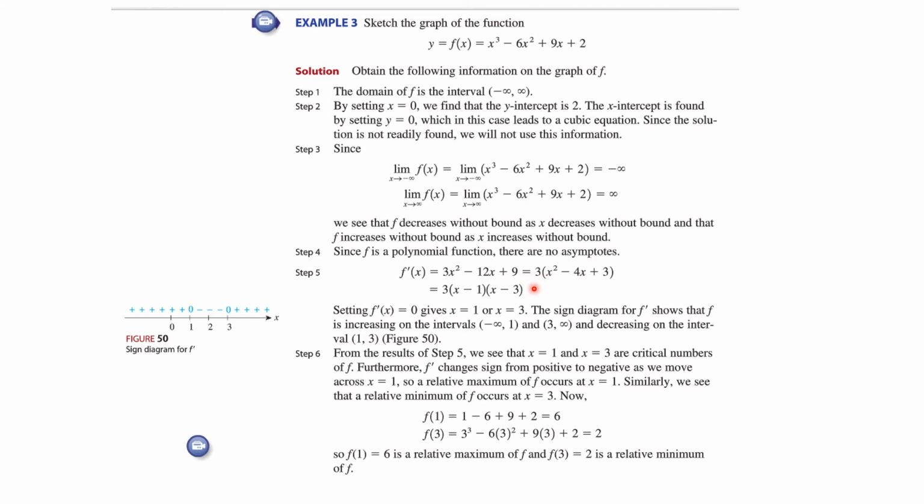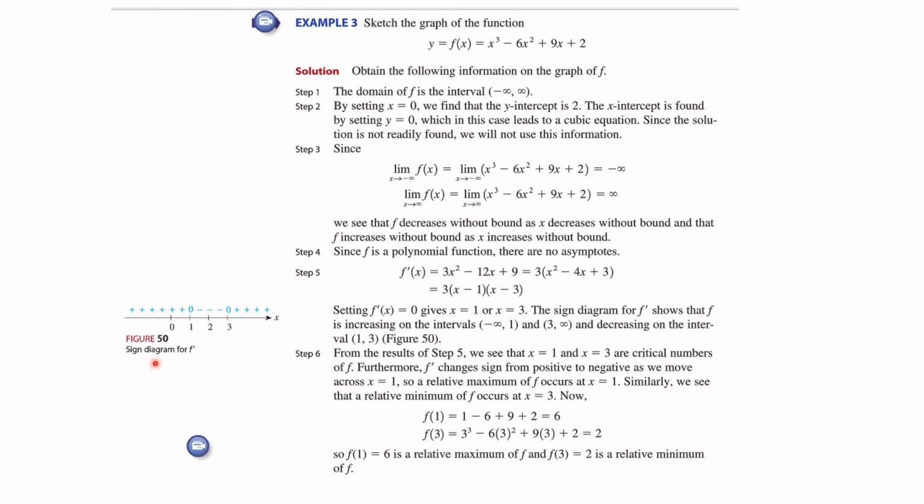We can factor out the 3. We set it equal to 0, and we find that 1 and 3 are our critical numbers. Now we can use the first derivative test, that's the sign diagram over here, to see what happens when we go across 1 and when we go across 3. So here it tends from positive to negative. That means that's going to be a max. Here it tends from negative to positive, and that's going to be a min.